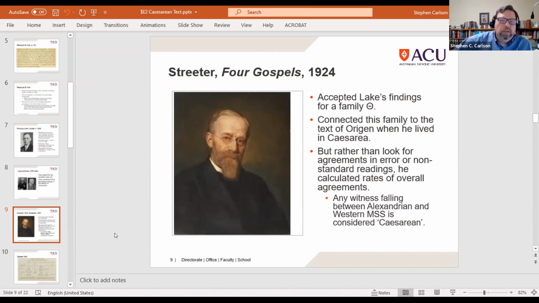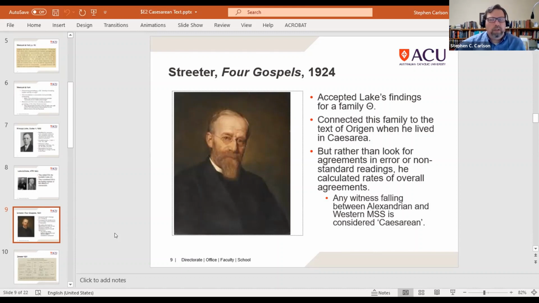And so what Streeter did is that he accepted Lake's findings for family theta, as Streeter is now calling it. And he connected this family to the text of Origen when he lived in Caesarea. So that's the mid third century. And so we're looking at potentially a fairly early text, earlier than the Byzantine, about the same age as the Alexandrian and Western texts that they had heard of.